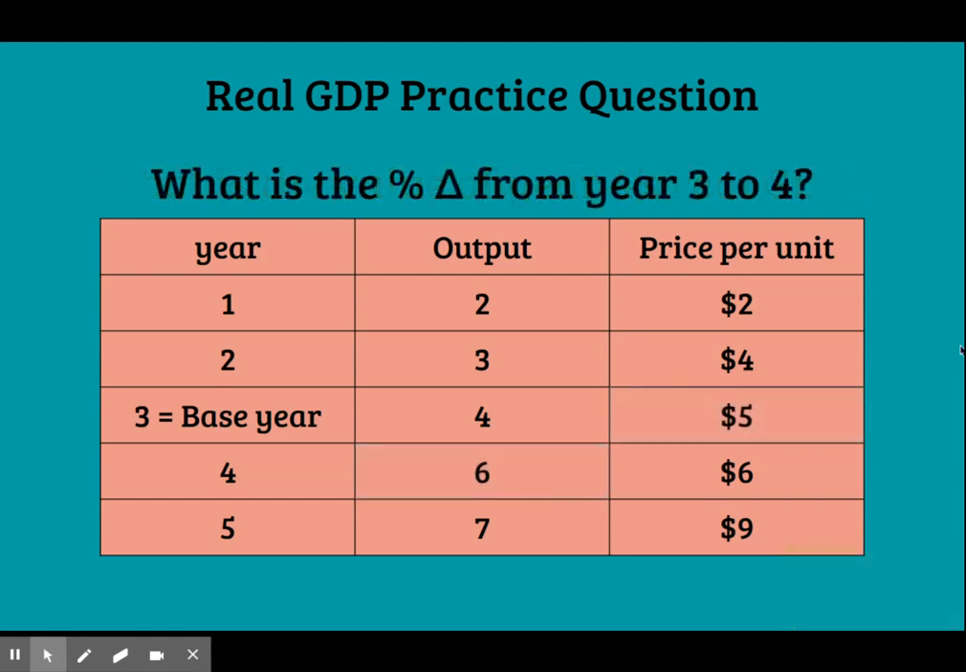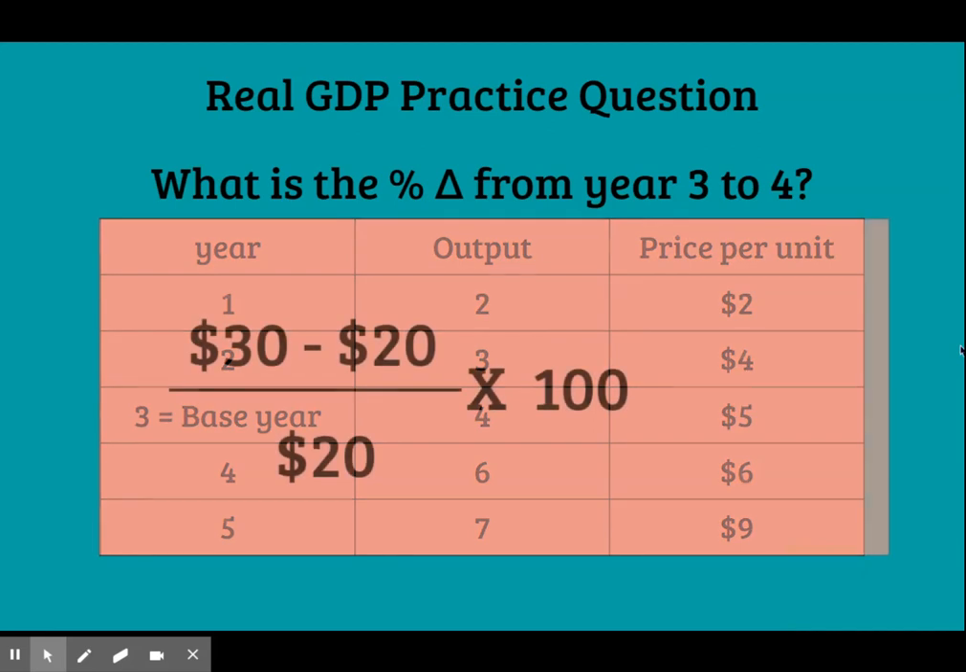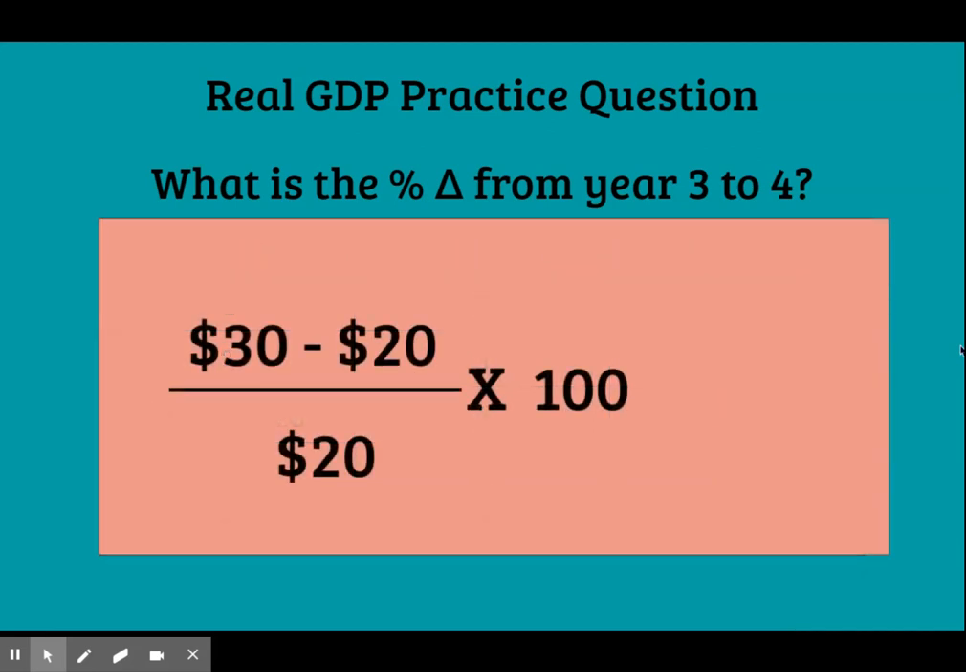To start, let's go ahead and get the GDP from year 3. Because year 3 is our base year, its nominal GDP is the same as its real GDP. To find GDP for year 3, multiply units by price again. That gives us a real GDP of $20. Now we can take our year 4 real GDP of $30 and year 3 GDP of $20 and run it through our percent change formula. This gives us a percent change in GDP of 50%.